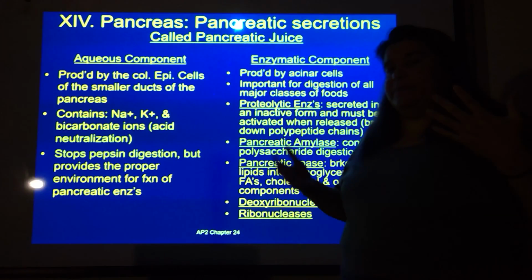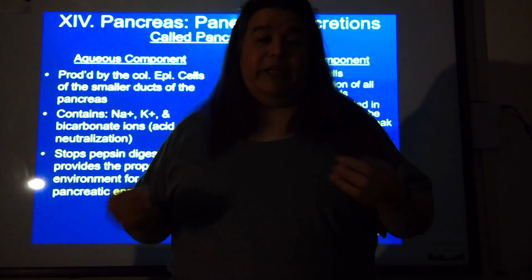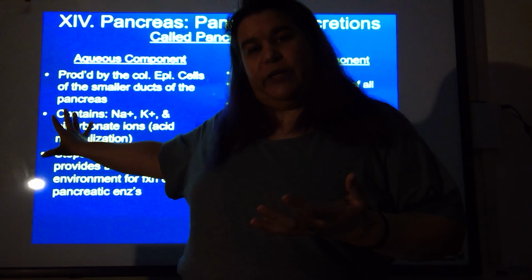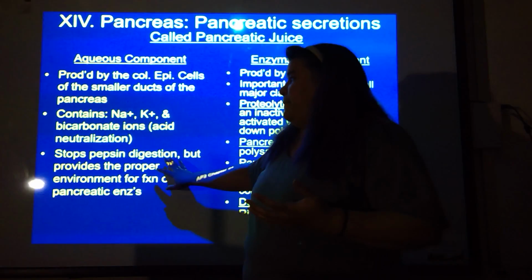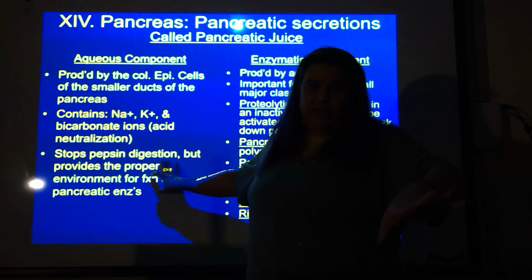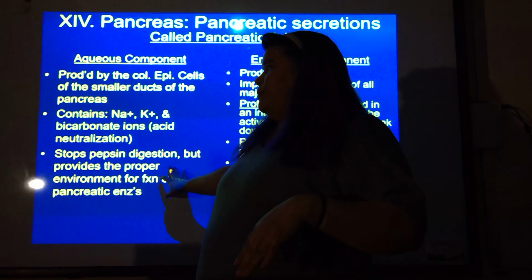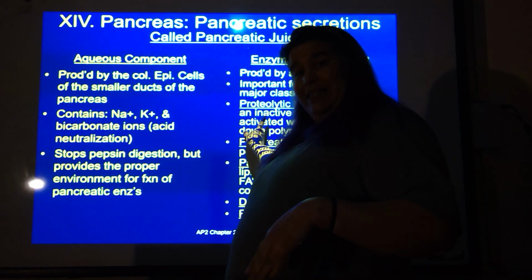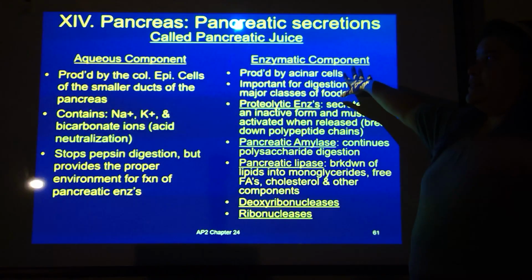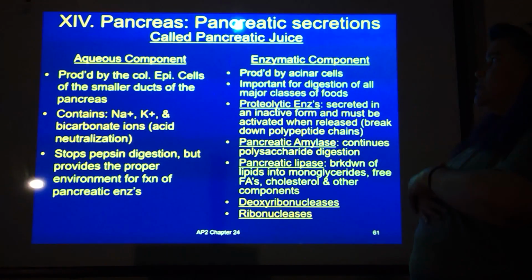Remember, I said that pepsinogen needs to be exposed to hydrochloric acid in order for it to work properly, to be converted into pepsin. When I change the pH using the aqueous component, pepsin stops working. It's not an acidic environment anymore. It just doesn't work anymore. But it does provide the proper environment for these enzymes to work. Okay? So these enzymatic components are produced by the acinar cells, the flower petals.